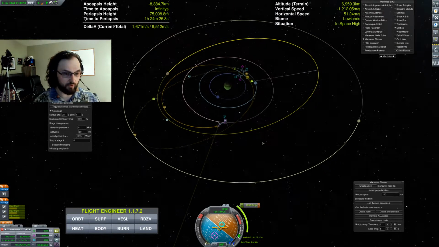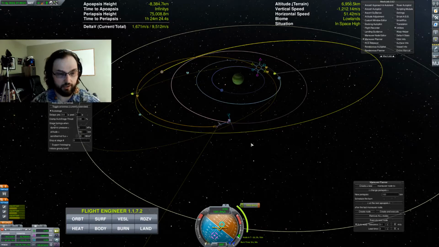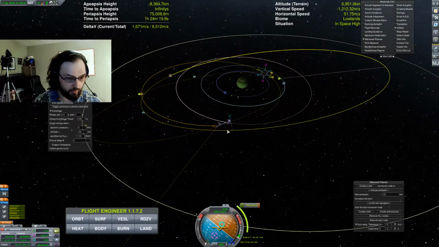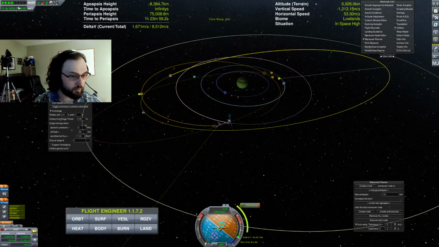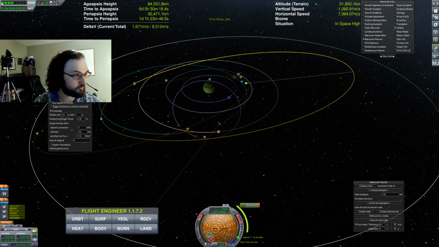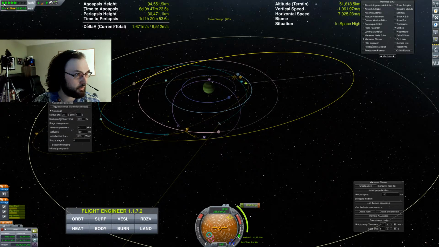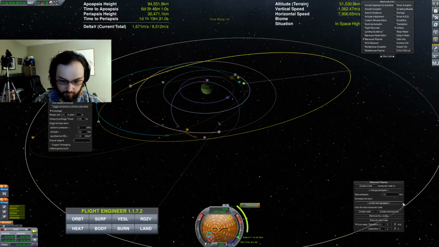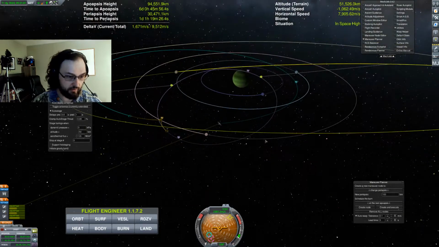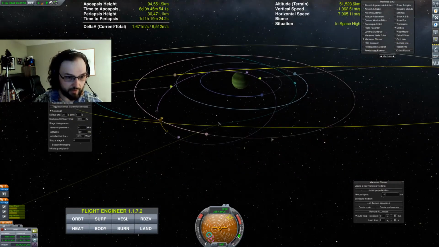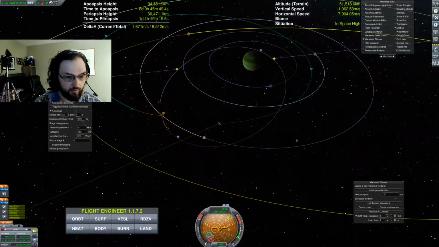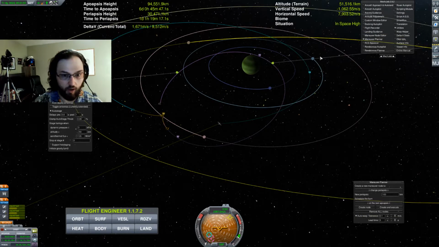But then also we have the question of, can we do any more high-speed things? So let me get out of Tylo orbit here, just for the purpose of being able to show more maneuvers. Alright, now we're just in, let me get rid of my maneuver nodes. Alright, so now we're just in Jool orbit with a Tylo encounter. And we can start to consider how to get to other moons here.